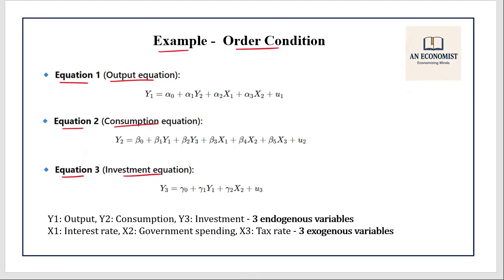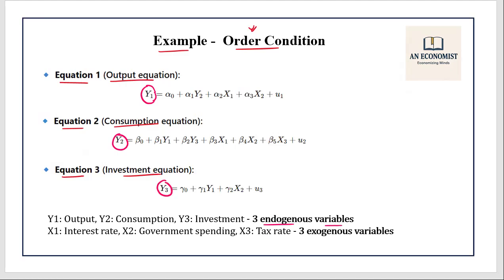Now see, using the order condition, you have to say which of the equations are identified and in what kind of identification, whether it is under identified, over identified, or just identified. That is what you have to do. Firstly, observe that here you have three equations and there will be three endogenous variables. What are the endogenous variables? As I have told you, the variables on the left hand side of the equation. So this is the first endogenous variable, this is the second, and this is the third.